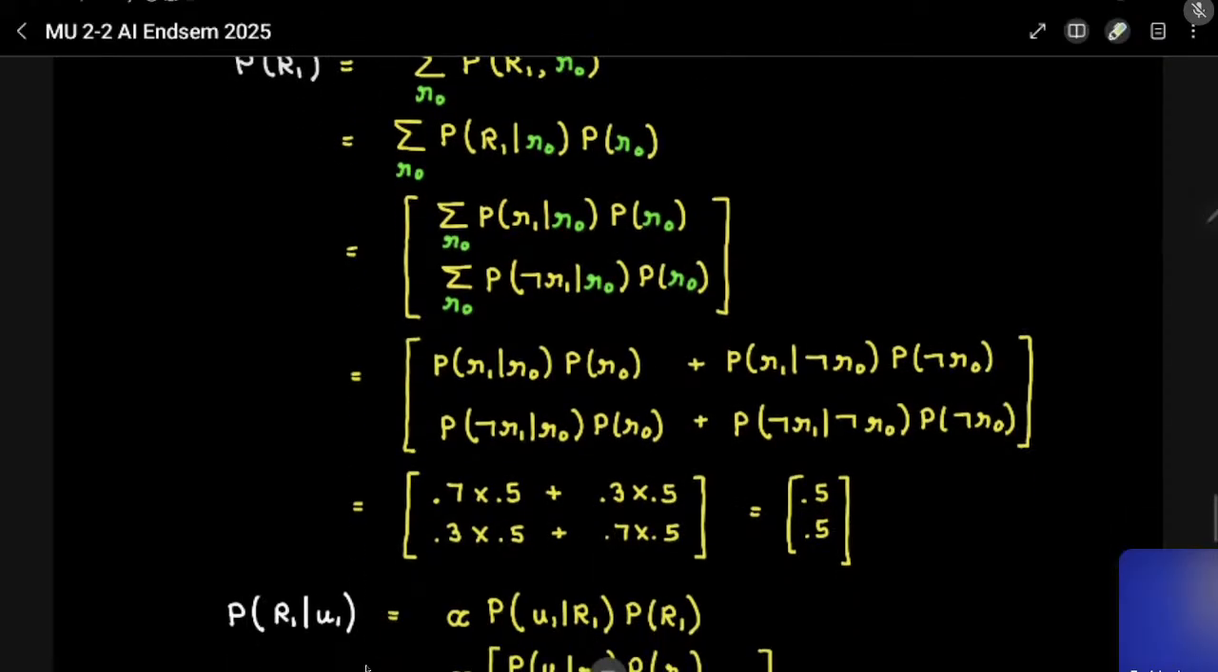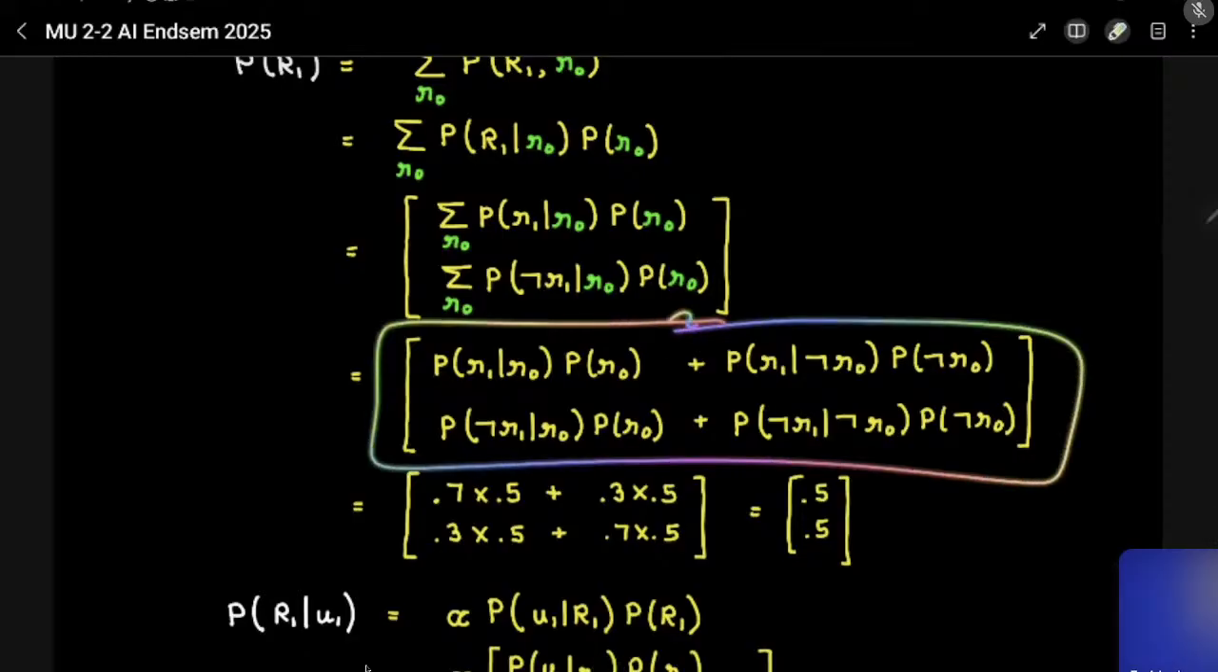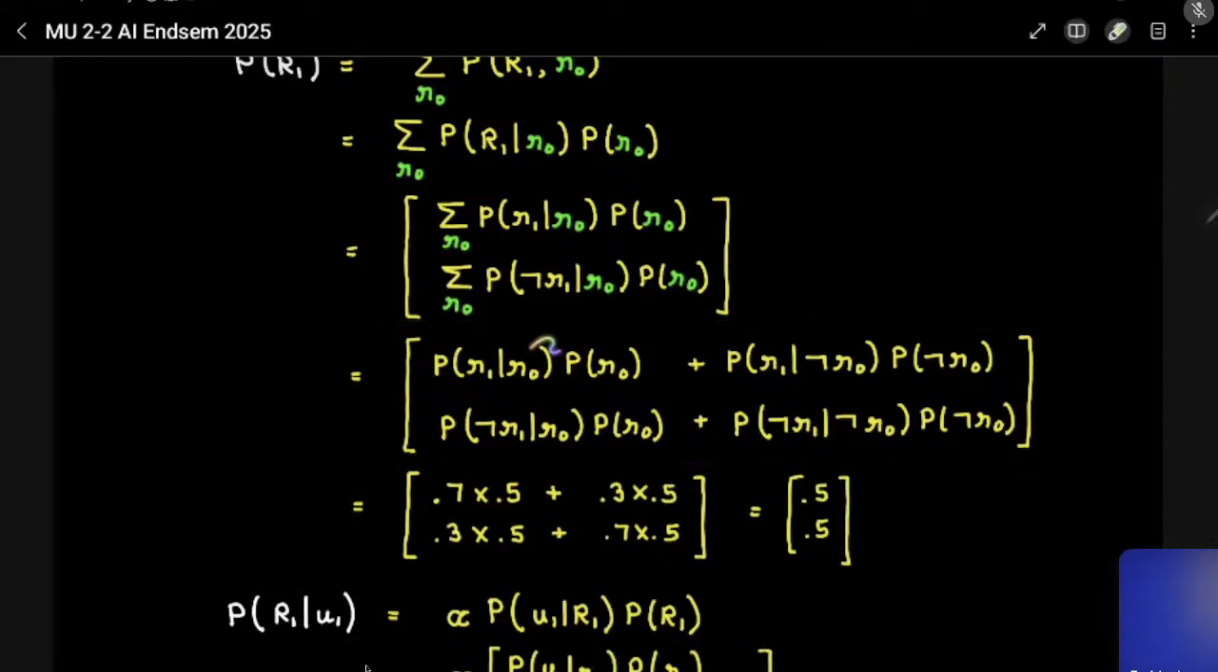Now I can open the summation, I'll get this one. Now I just have to substitute values. So this is a transition probability. This probability is already given. This is an initial probability.